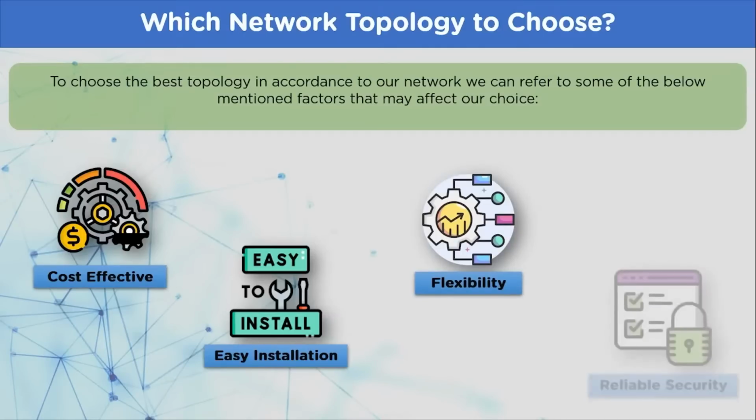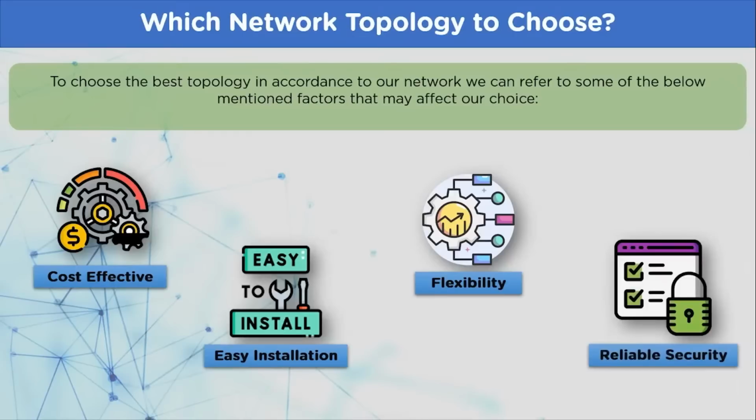On the other hand, we have reliable security. It is important that the topology installed allows us to introduce proper security points in the network, leading to fewer crash cases. By referring to the above factors, we can decide the best topology for our network.